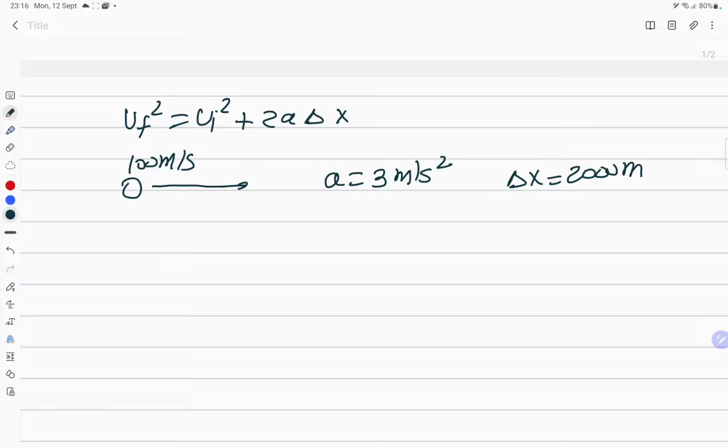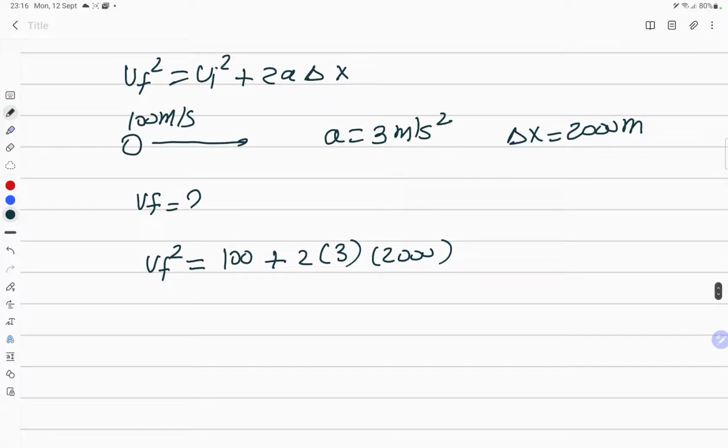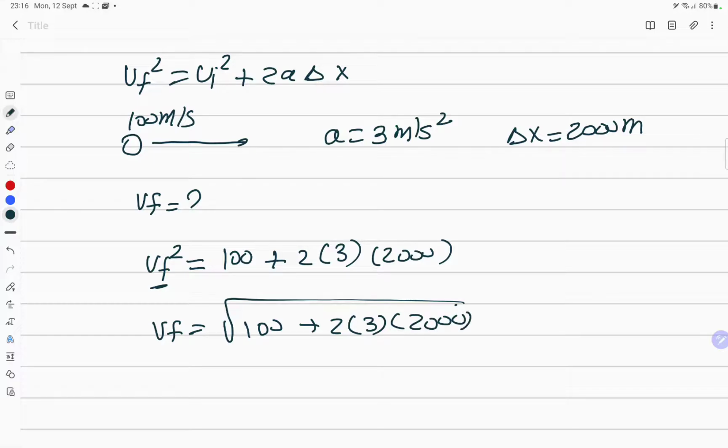So what's my v final? Okay, v final square that is equal v initial, which is how much? 100 plus 2, what's the acceleration? 3 and what's the displacement? Times how much? 2000. After this, because this is a square, so v final is equal square root, okay, 100 plus 2 times the acceleration times 2000.